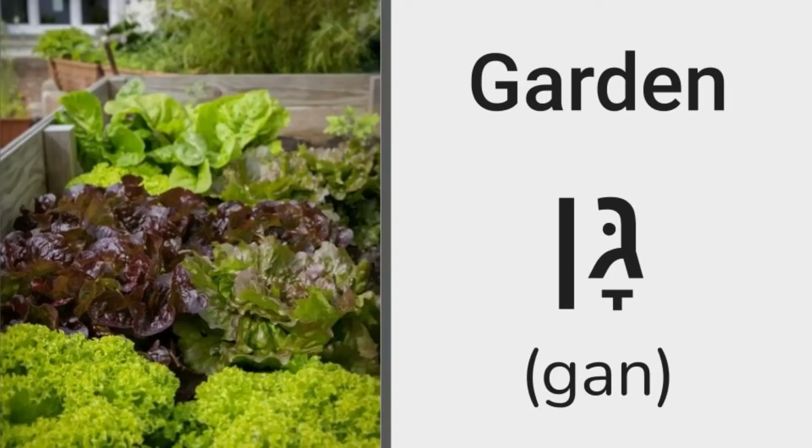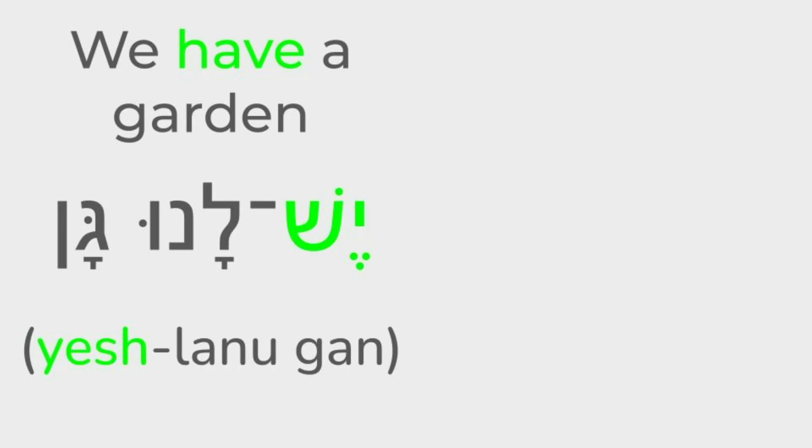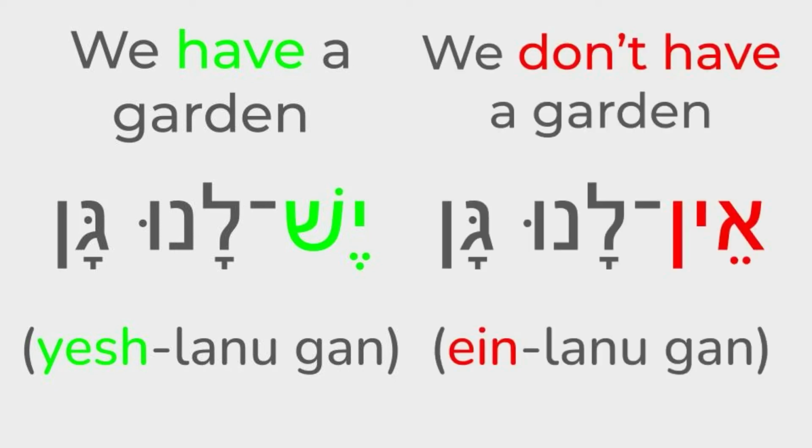Let's end by learning a couple more words of things your family may or may not have. The word for garden is gan. Gan. Now, answer my question. Does your family have a garden? If you do, say yesh lanu, we have gan, a garden. Yesh lanu gan, we have a garden. And if you don't, say ein lanu, we do not have gan, a garden. Ein lanu gan, we don't have a garden.